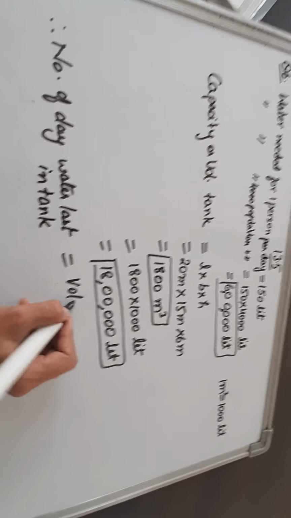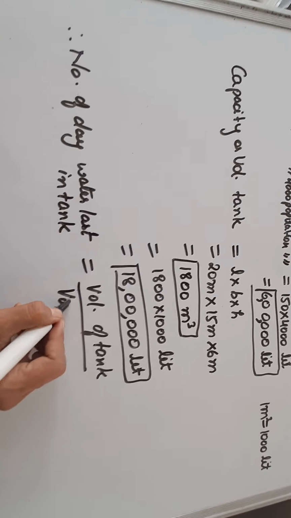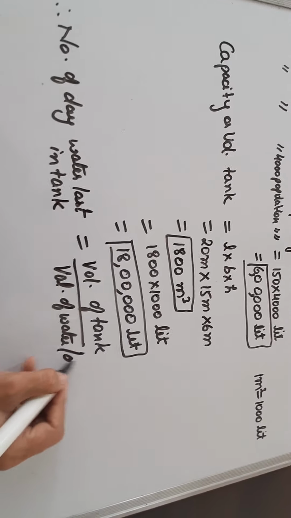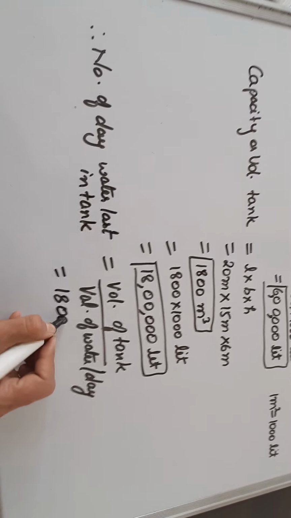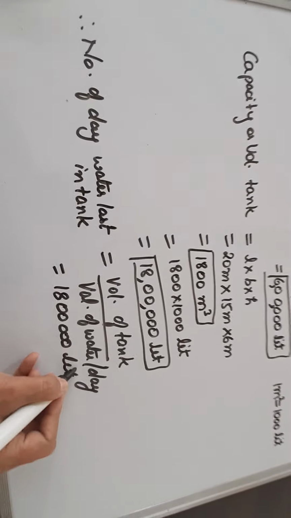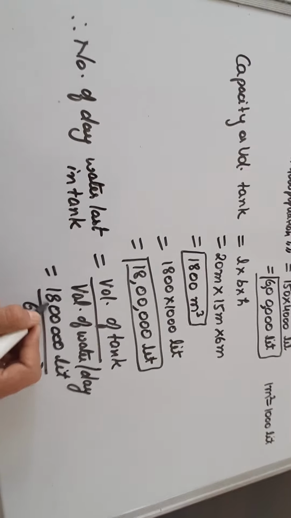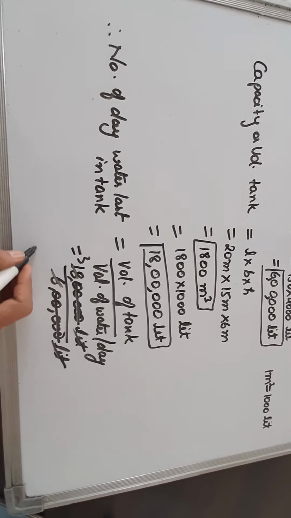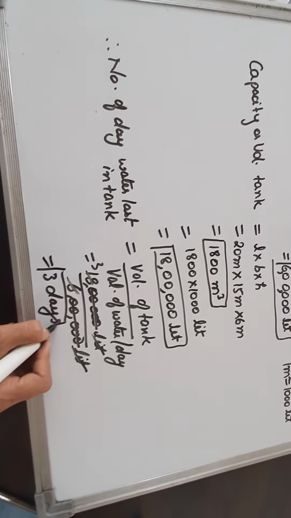So volume of tank divided by volume of water needed for 1 day per day. So that will be 18 lakh liters to the 6 lakh liters. So by cutting it, you will see 6 1s are 6, 6 3s are 18, so 3, and liter will get cancelled out by liter. So how many days does this water last? ये जो पानी है, this will last for 3 days.